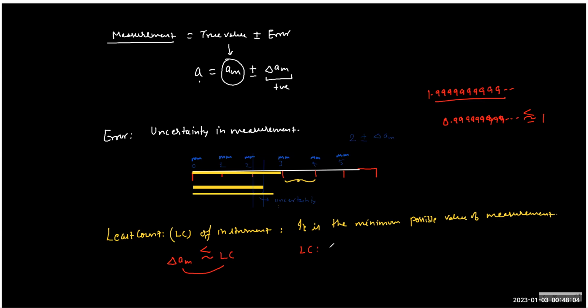Okay, so LC is the maximum possible deviation. I mean, you can say maximum possible error, or you can simply say error. So it is the maximum possible error you can have. And when it comes to error calculation, we always look for the worst case scenario.